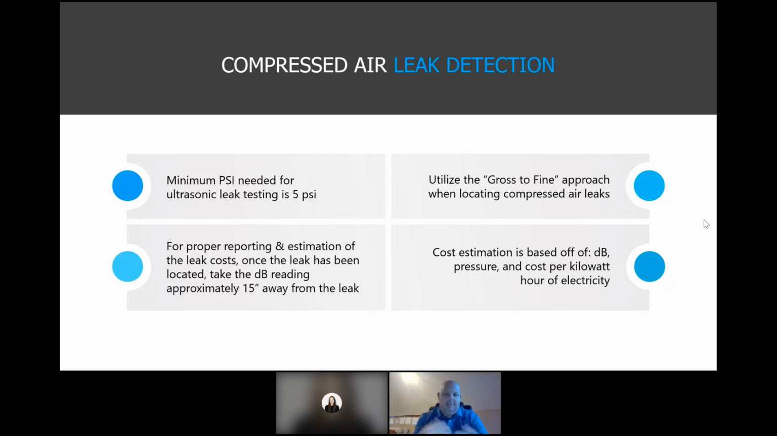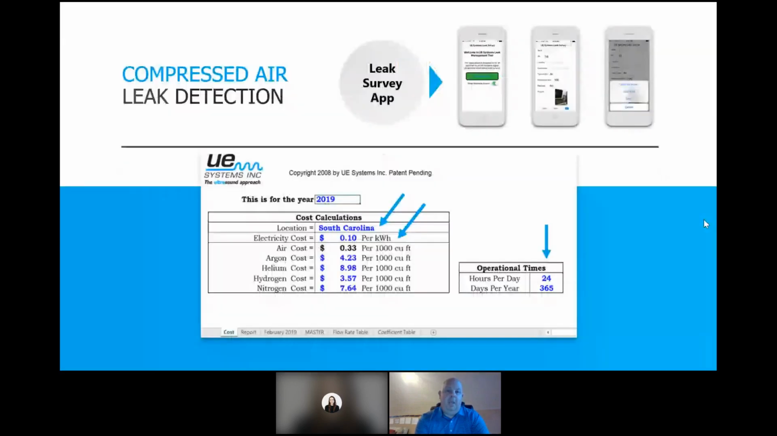So again, that leak is making noise. So we measure the decibel level, and then it's based off of the pressure and then the cost per kilowatt hour of electricity. So how much it's costing us to generate 1,000 cubic feet of compressed air. And we actually have a leak survey app that will do all that for you. The only thing that you need is an ultrasonic device to locate the leaks.